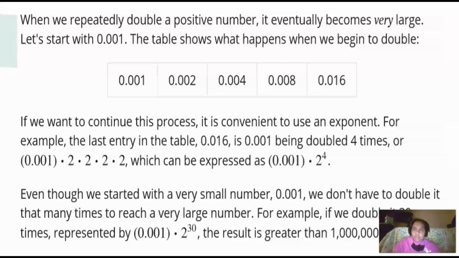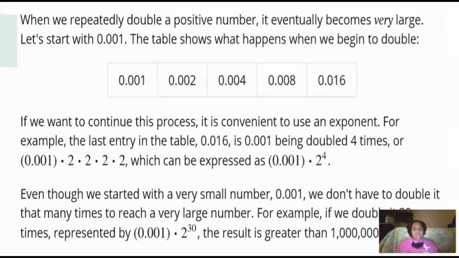When we repeatedly double a positive number, it eventually becomes very large. So just looking at the number 0.001, if you look at the table, we are doubling this number: 0.001, 0.002, 0.004, 0.008, 0.016. So this number is being doubled repeatedly, 4 times. In another way, this number can easily be expressed as 0.001 times 2 to the 4th power.